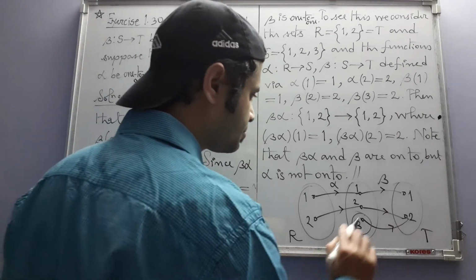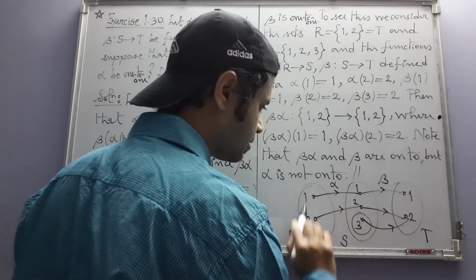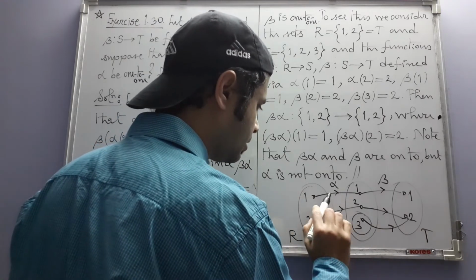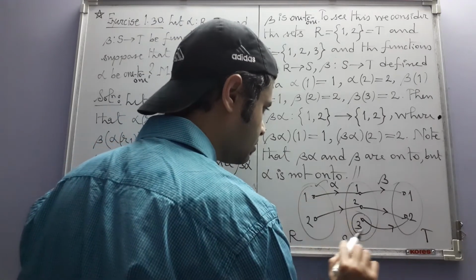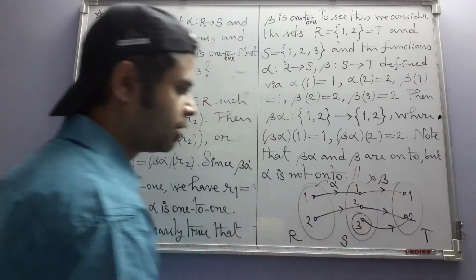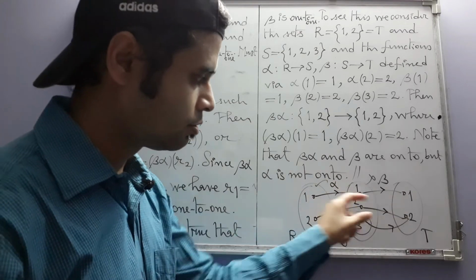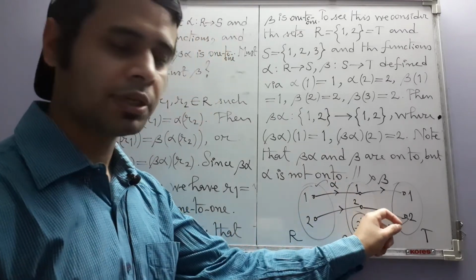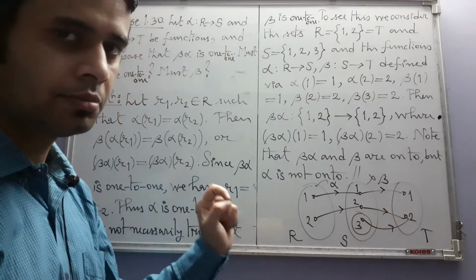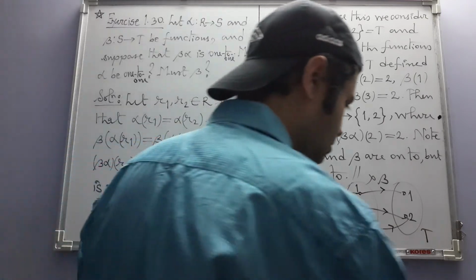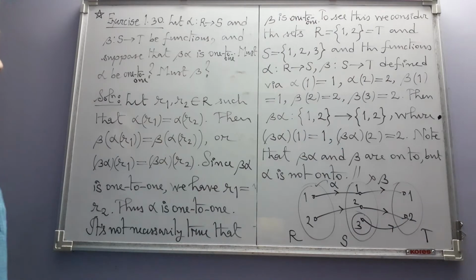And now look at this figure. This figure directly tells you that alpha is one to one, but beta is not one to one, because of these two elements having the same image under beta. Beta is not one to one. So here we have the second solution also.